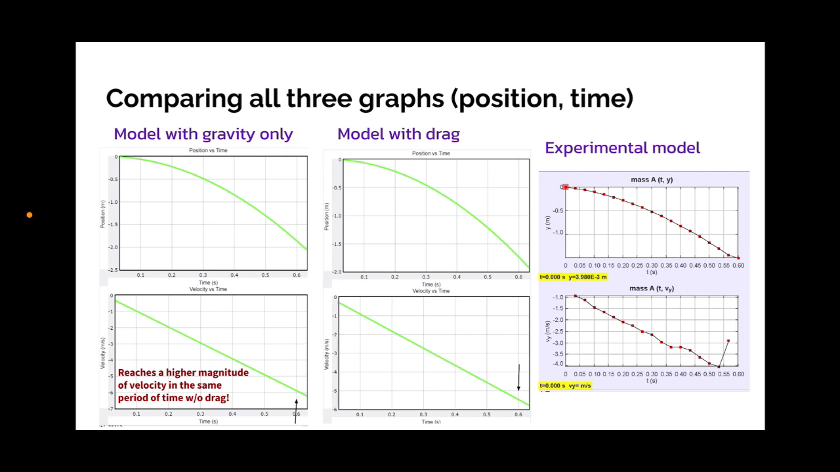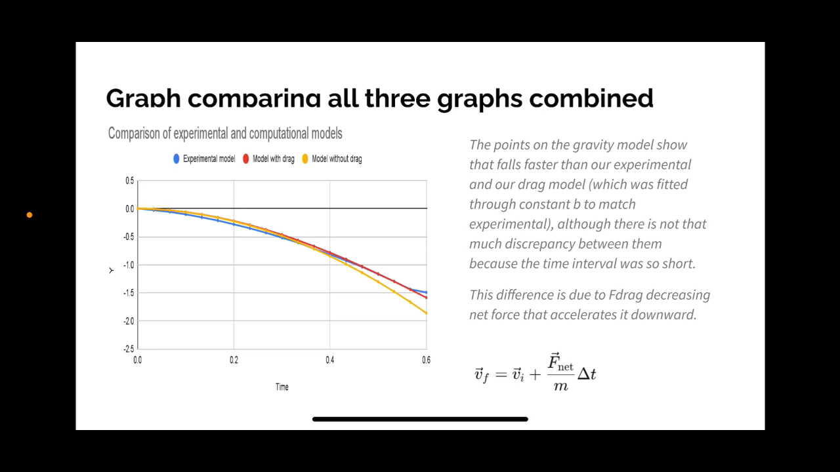As you can see with the model with gravity only, it reaches a higher magnitude of velocity in the same time period without drag. You can see this in our combined graph with the position over time. As you can see, the yellow one is down further. This shows that it falls faster than our experimental and drag model. We fit our constant b to fit our experimental, but there's not that much discrepancy between all of them because the time interval is so short.